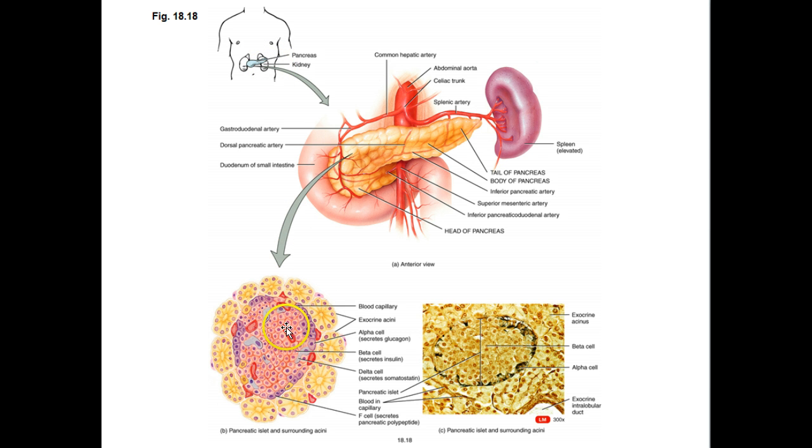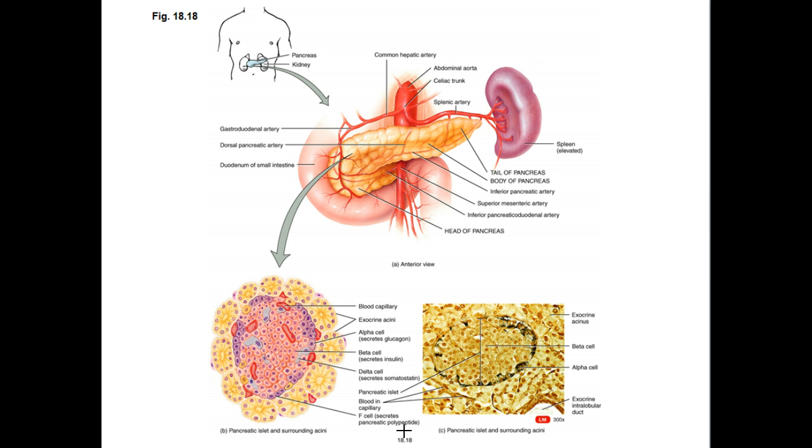So these are called pancreatic islets. Right? And it's the pancreatic islets that make the hormones. And as you see, there's 4 different types. There's alpha cells, beta cells, delta cells, and then F cells. And then it tells you what it does here. Alpha cells secrete glucagon, beta cells secrete insulin, delta cells secrete somatostatin, F cells secrete pancreatic polypeptide.